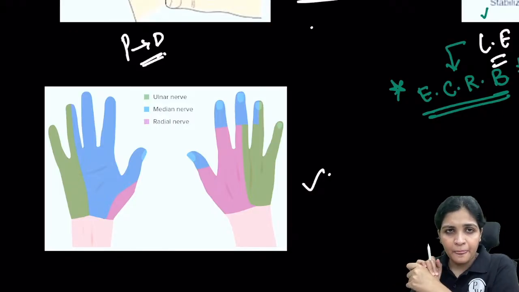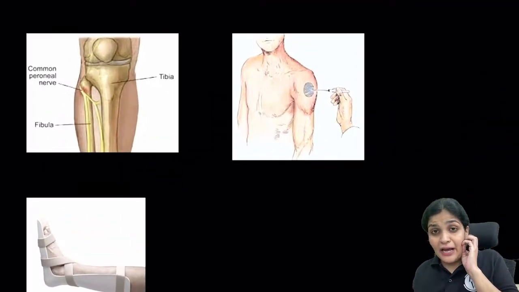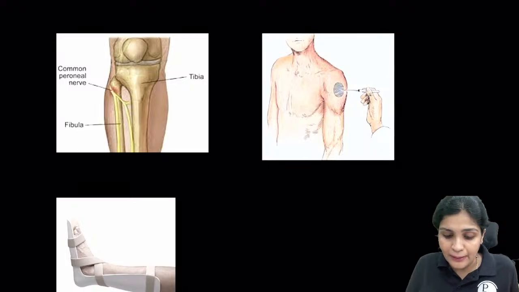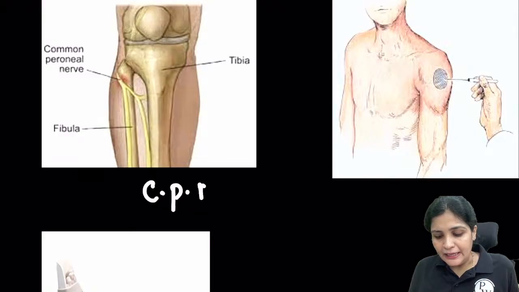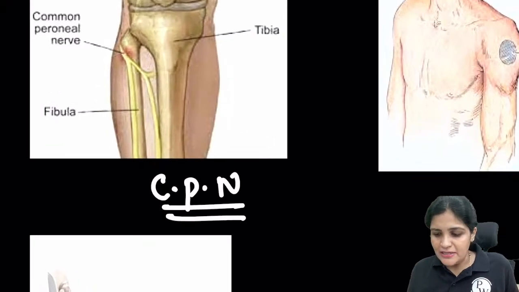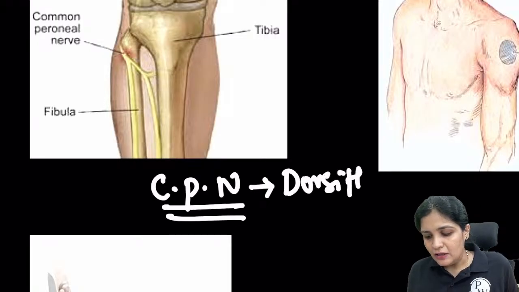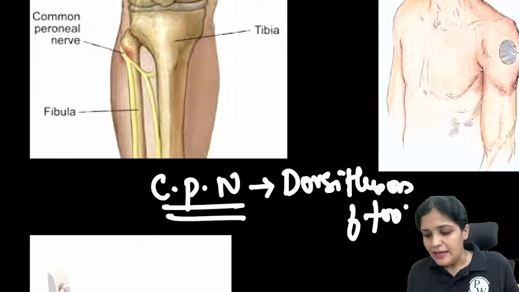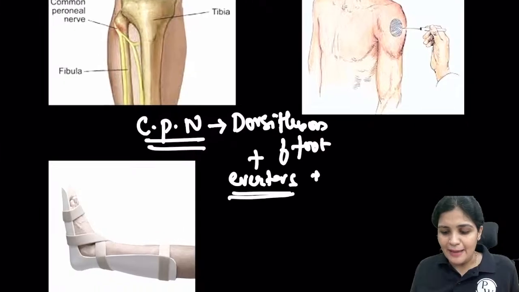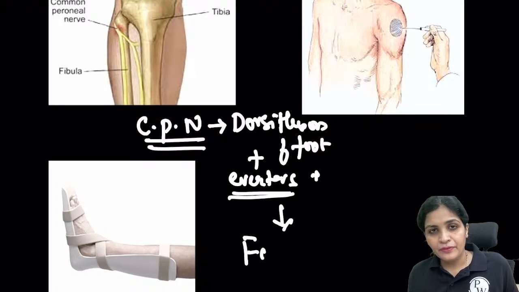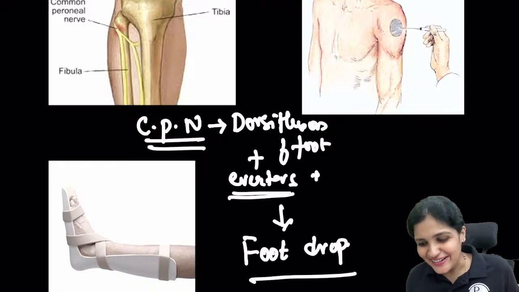Okay? And now, having read about so much of the upper limb, what is the one important lower limb nerve which you have to remember? The CPN, common peroneal nerve, right? What is the importance of this? It supplies the dorsiflexors of the foot and the everters. So what will happen whenever there is damage of the CPN? It will result in foot drop.